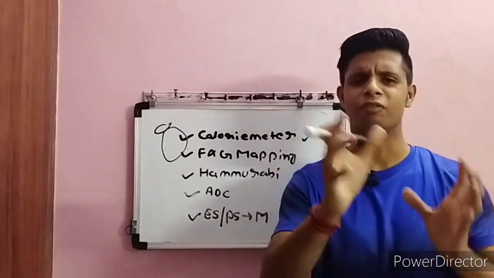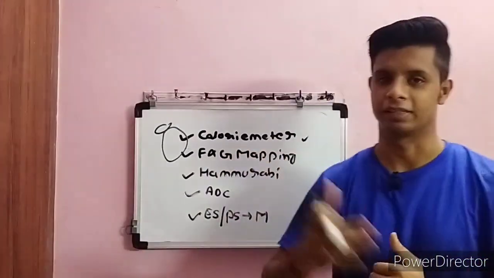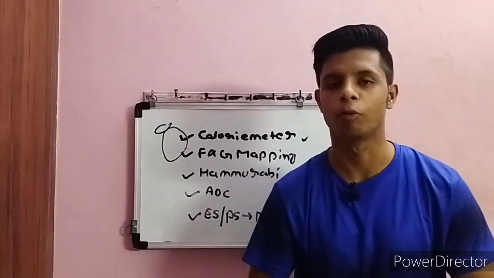Third one is Hammurabi. In the thumbnail you have seen one guy standing there. Hammurabi is basically a king, guys. He's the sixth king of the Babylonian dynasty.